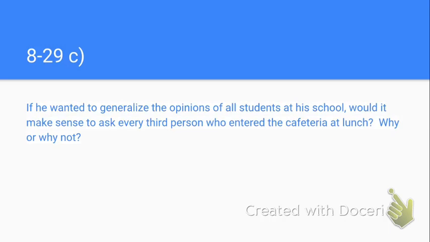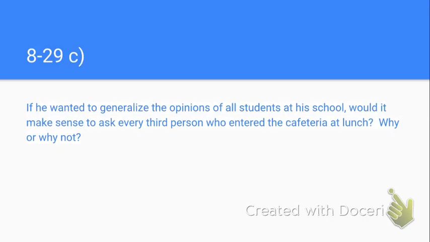Okay, C. If he wanted to generalize the opinions of all the students at his school, would it make sense to ask every third person who entered the cafeteria at lunch? Why or why not? All right, so here we're probably getting a bit closer. He's still at the school, but what are some of the things that might cause a problem here?